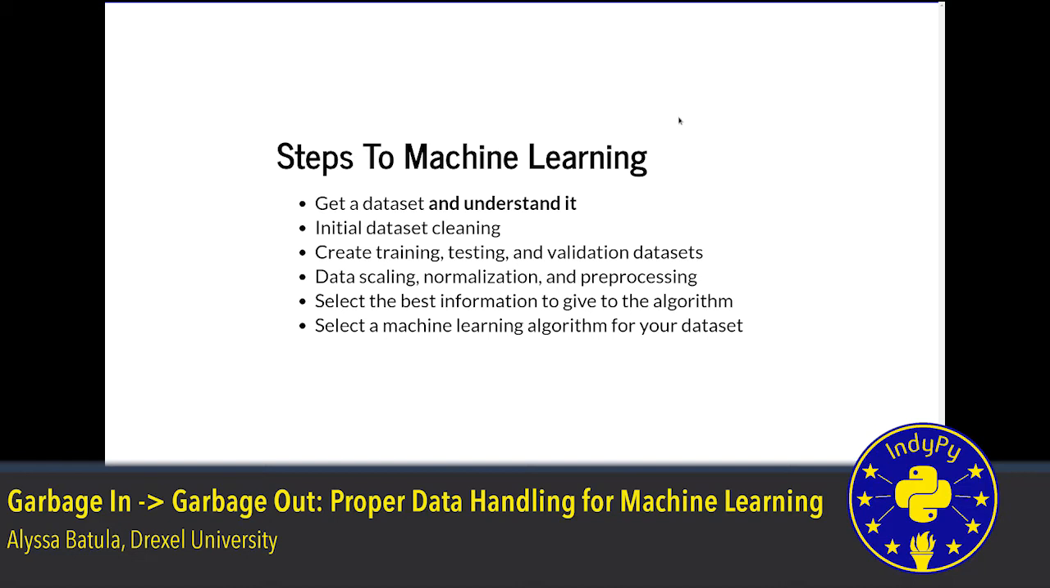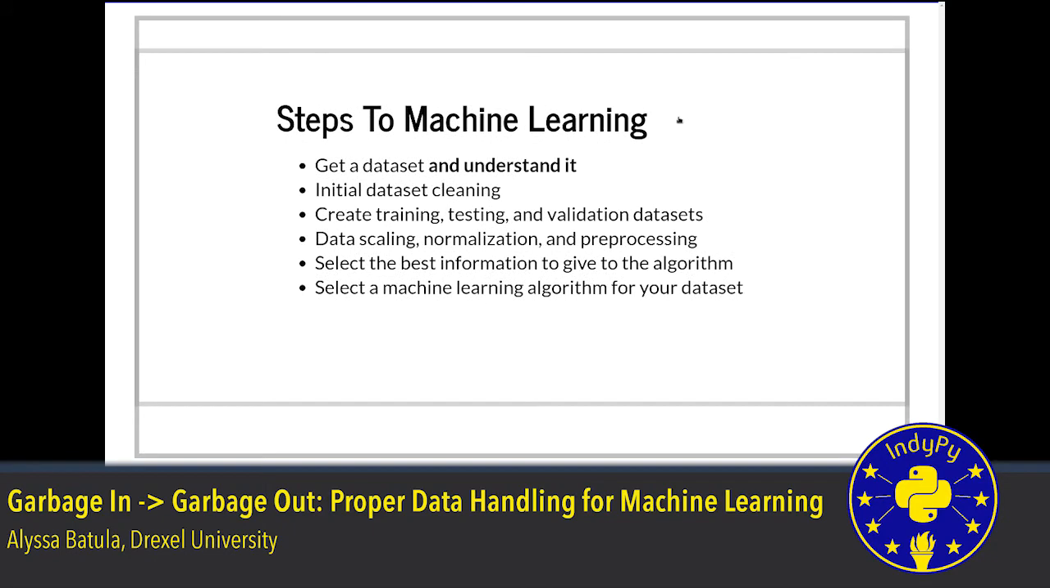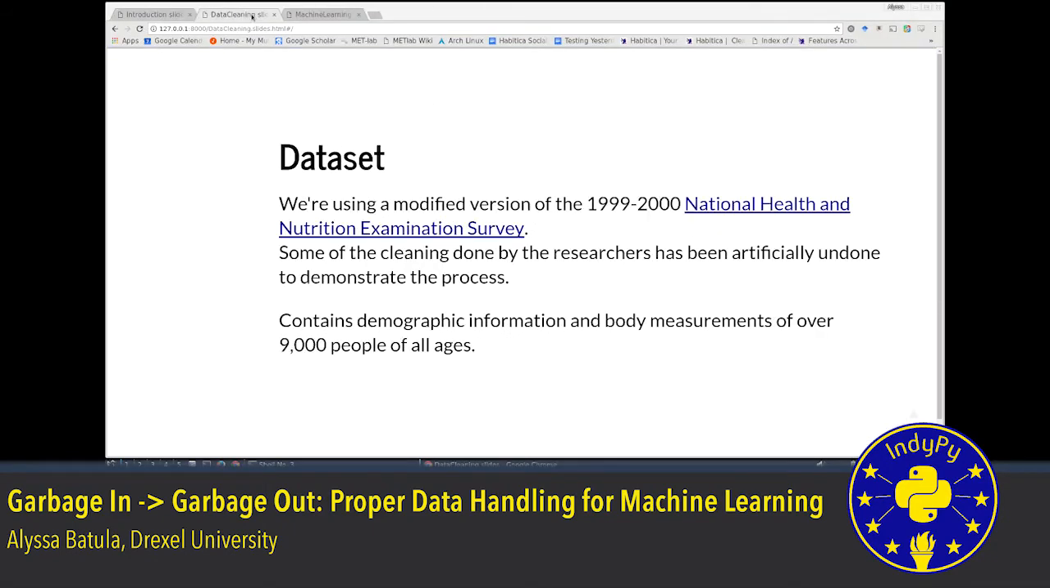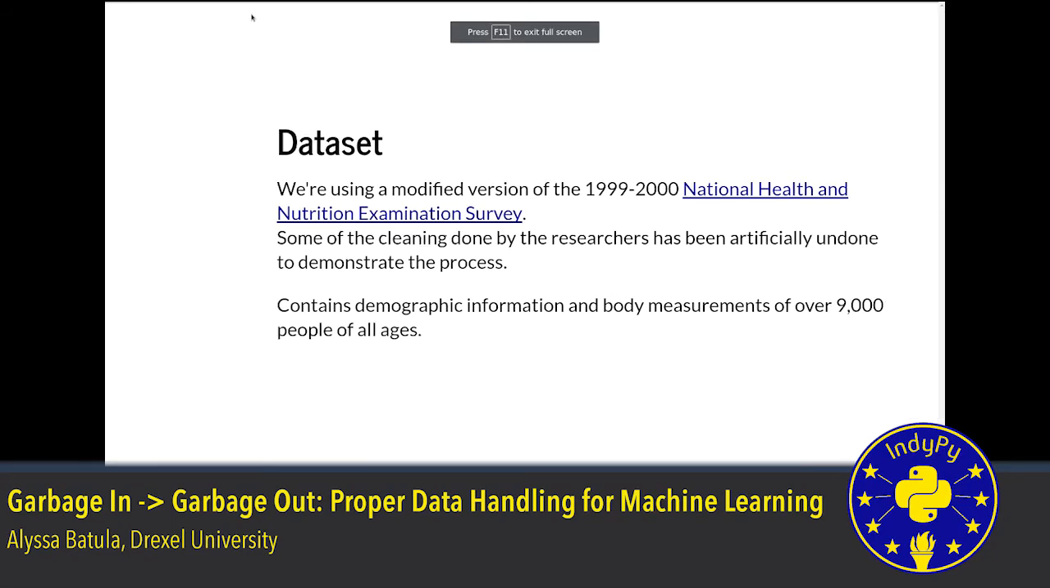So I'm starting with data cleaning. My example data set is a modified version of the National Health and Nutrition Examination Survey. They did some pre-processing to this data set before releasing it. I undid some of that to show you some of the problems you can have in a data set. This data is in two different files, and it has demographic information and some body measurements like height, weight, head circumference of almost 10,000 people in total.